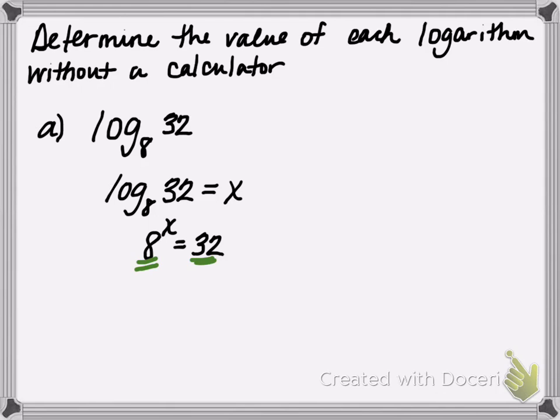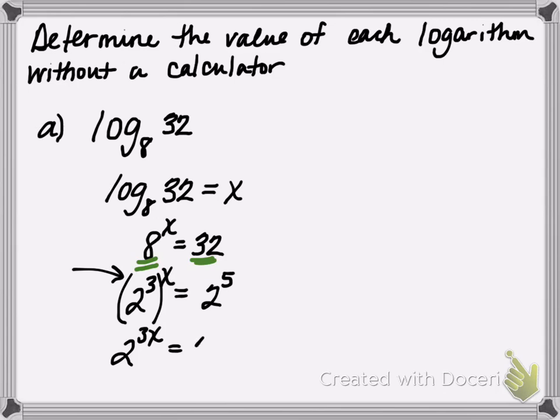So if we choose a base of 2, we realize that 8 is a power of 2, and so is 32. So 8 is equivalent to 2 cubed. So we'll rewrite 8 as 2 cubed. And 32 is equivalent to 2 to the 5th power. So remember, when we have a power raised to a power, that means we'll multiply our exponents. So 3 times x is the same as 3x. So now 2 to the 3x power equals 2 to the 5th power.